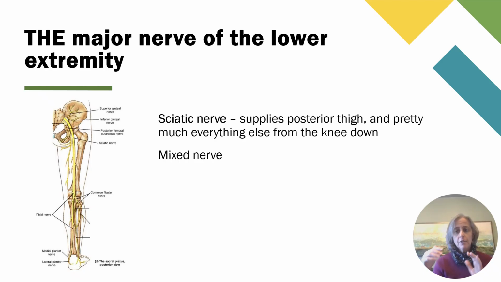It's got tons of axons in it because it's going to be supplying the posterior thigh, right? So the anterior and medial of the thigh were supplied by the femoral and obturator. So it's going to supply the posterior thigh, and then basically everything from the knee down. So all of the muscles in your legs, all of your calf muscles, your tibialis anterior, everything down in your foot. It's a mixed nerve, so again, both motor and sensory. So both muscle contractions and sensory information are traveling through different axons through this sciatic nerve.